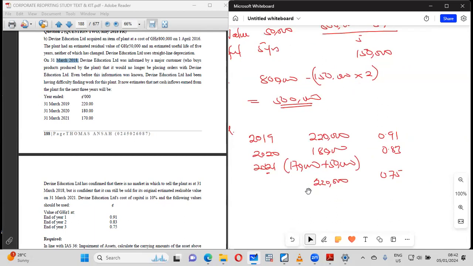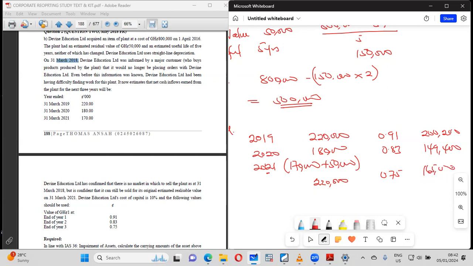All right. So I have 220 multiplying 0.91, and that gives me 200,200. So that is what I get. Then the next one is 180,000 multiplying 0.83, and that gives me 149,400. And the last one, which is 170,000 plus the 50,000, giving me 220, multiplying 0.75, and that gives me 165,000.